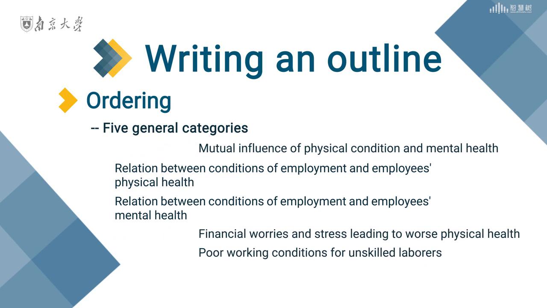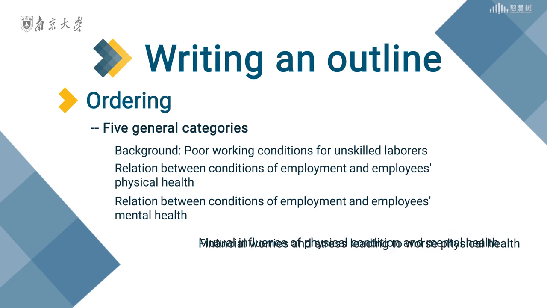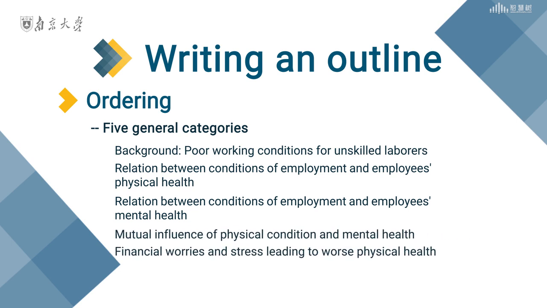To explore the influence of educational attainment on health conditions, you may put poor working conditions for unskilled laborers in the first place as the background for the research. Then you can discuss the relationship between working conditions and the physical and mental health of employees. After that, you present the situation that income deficit and financial worries may lead to more stress and poorer health. In this way, you put the general categories in the logical order.